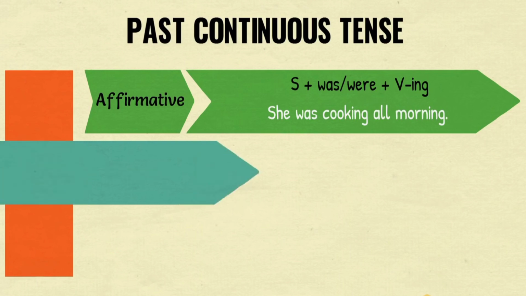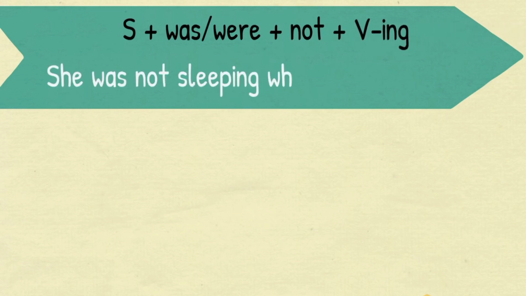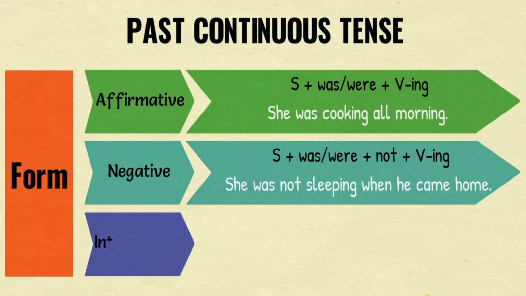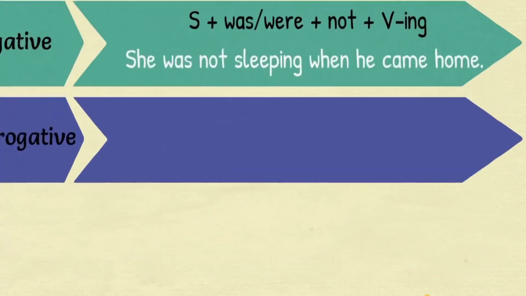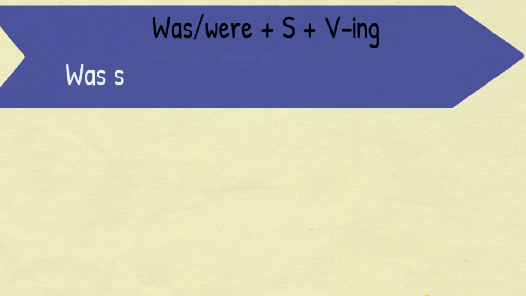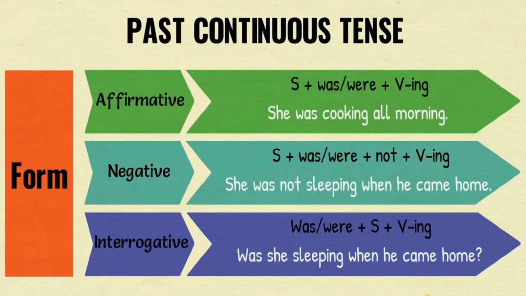Negative. Subject plus was or were plus not plus verb and ing. She was not sleeping when he came home. Interrogative. Was or were plus subject plus verb and ing. Was she sleeping when he came home?